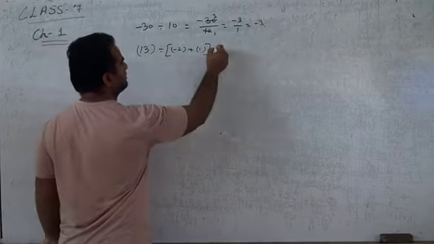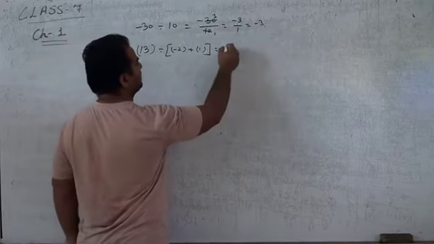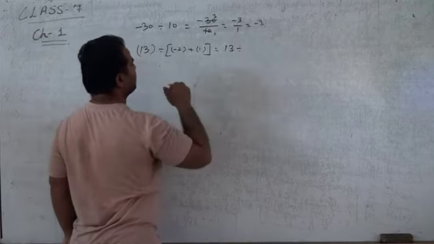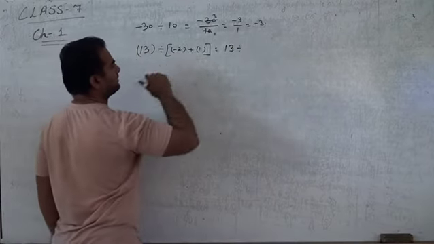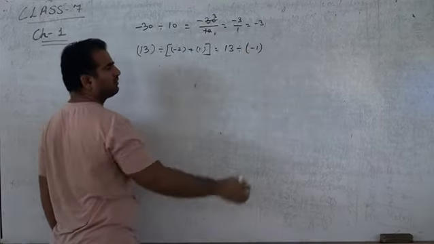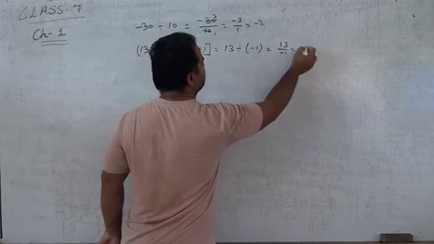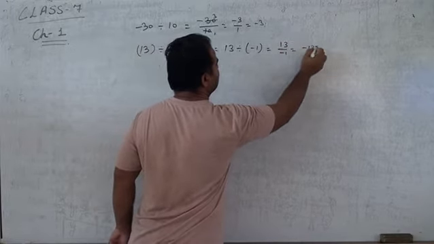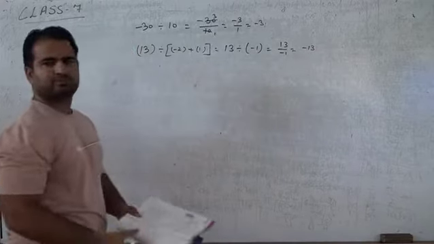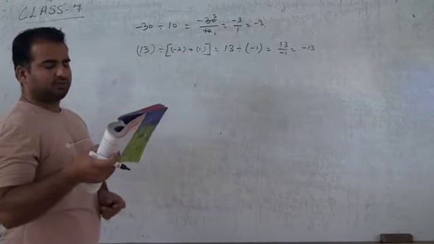First of all we have to solve the bigger bracket. It will be like 13 divided by, what is minus 2 and plus 1? It will be minus 1. So what is 13 divided by minus 1? It will be minus 13, final answer. And now I am going to do question number I.